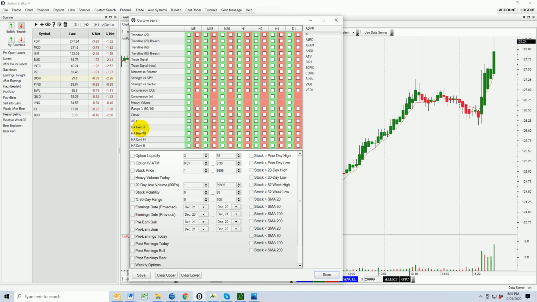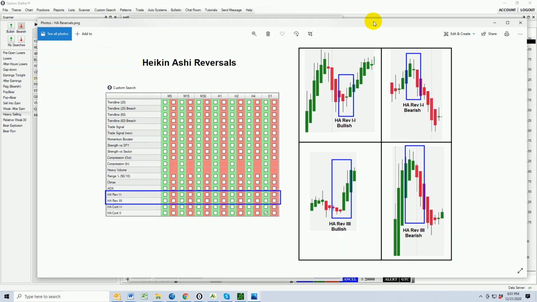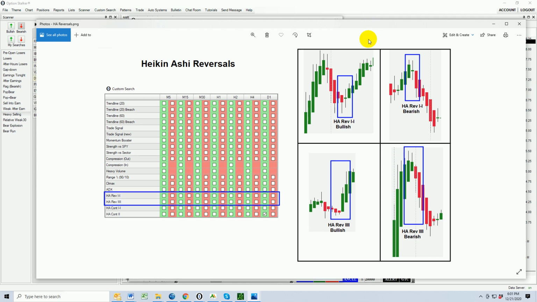There are two different types of patterns, reversals and continuations. So I broke these into two categories: HA reversal I, I-I, and so on. And I'm going to explain to you what those letters stand for. So let me pull over a screenshot that I made for you, and I'll describe exactly what we're looking for. So HA reversal, I.